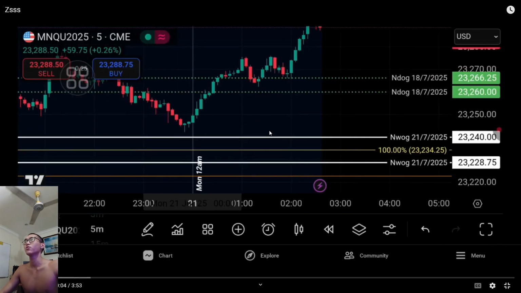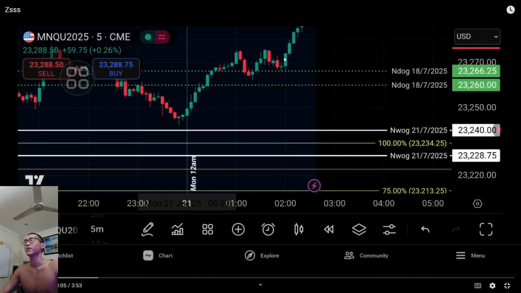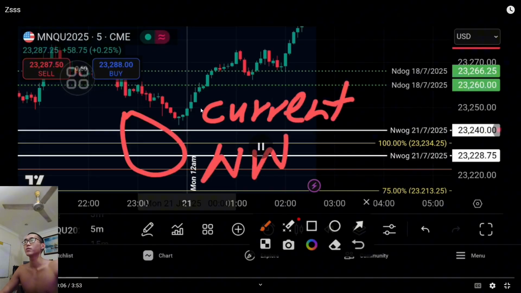So we have gone up a long way. Right here is the current new week opening gap. We did not reach it, and then we started expanding higher. So I'm thinking that we are really bullish.